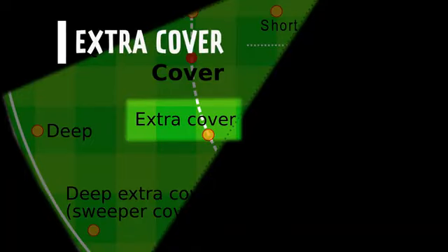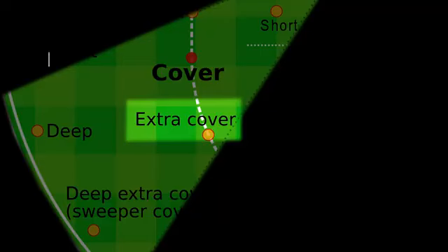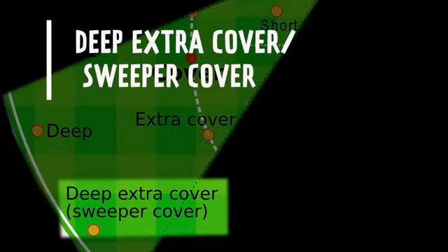Extra cover is the fielder right next to cover. Extra cover at the boundary is also known as sweeper cover.